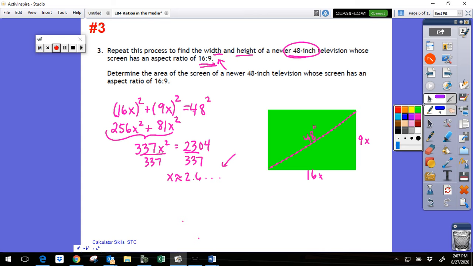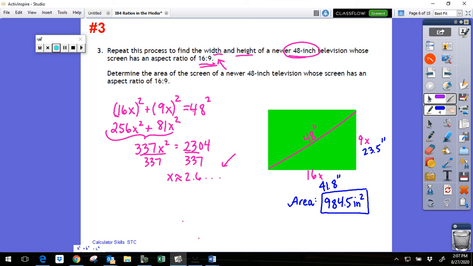So I'm going to change my pen color just to fill in the area numbers on this one. Here, I'll go blue. So my 9x gave me 23.5 inches. The width there was 41.8 inches. And then the area was what I got when I multiplied those together, but by doing it in the calculator, I didn't have to round. I got 984.5. Now don't say it's inches, it's area, so it has to be inches squared.